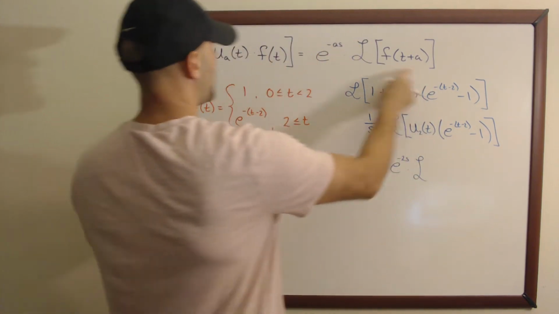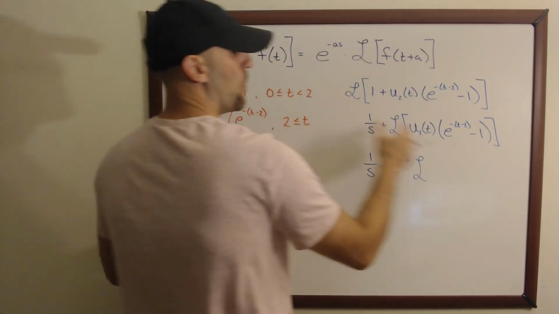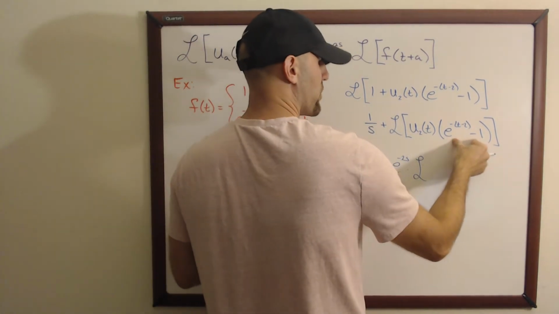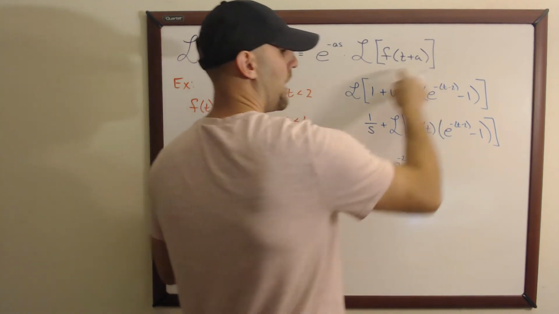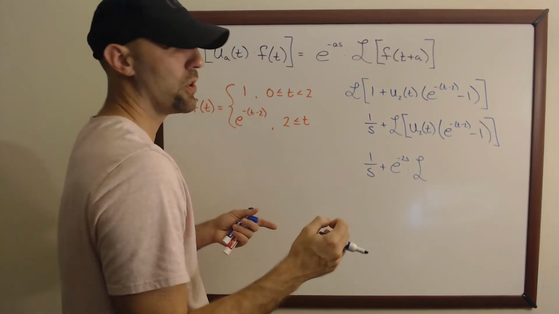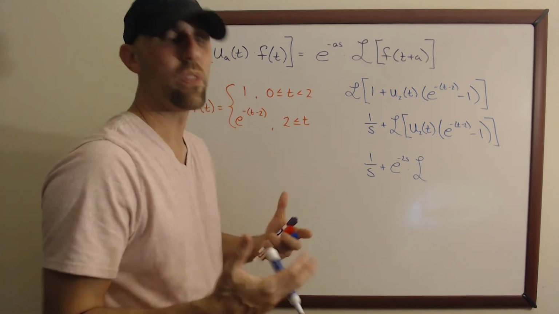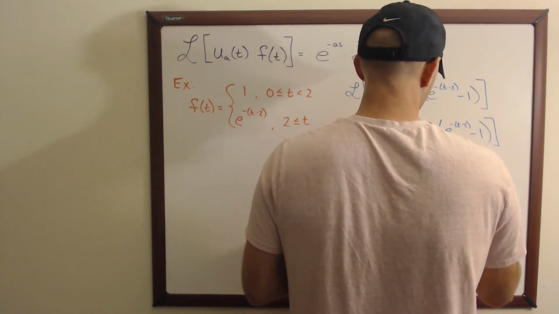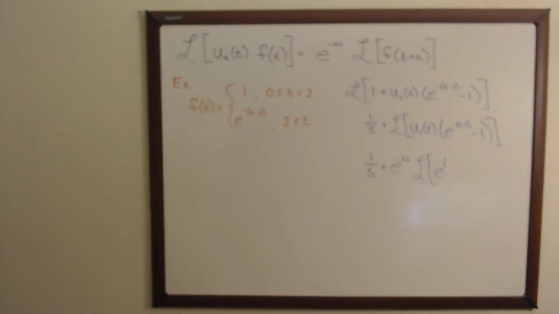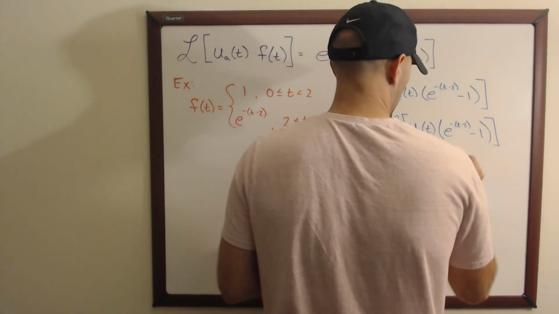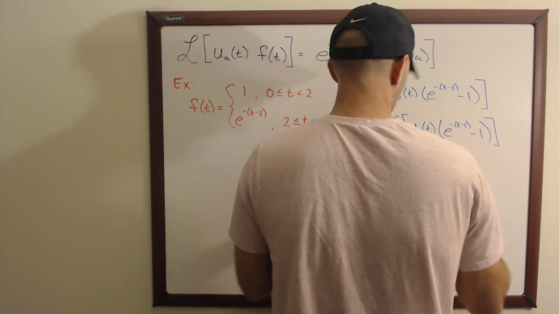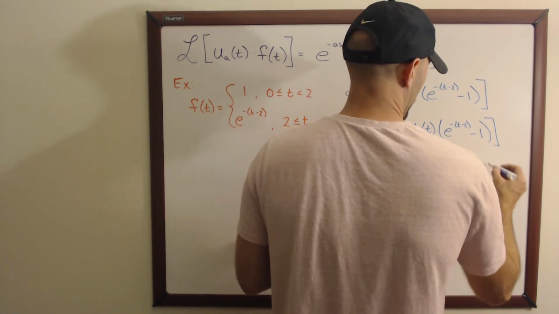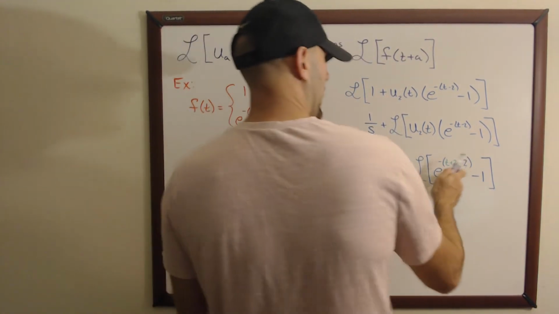Remember, f in this formula refers to the function inside my Laplace transform. What that's asking is for us to shift this function left a units, and here a is 2. Basically, replace all the t's with t plus 2. So I want the Laplace transform of e to the negative, instead of t, t plus 2, minus 2 minus 1. Well, yeah, but that simplifies.